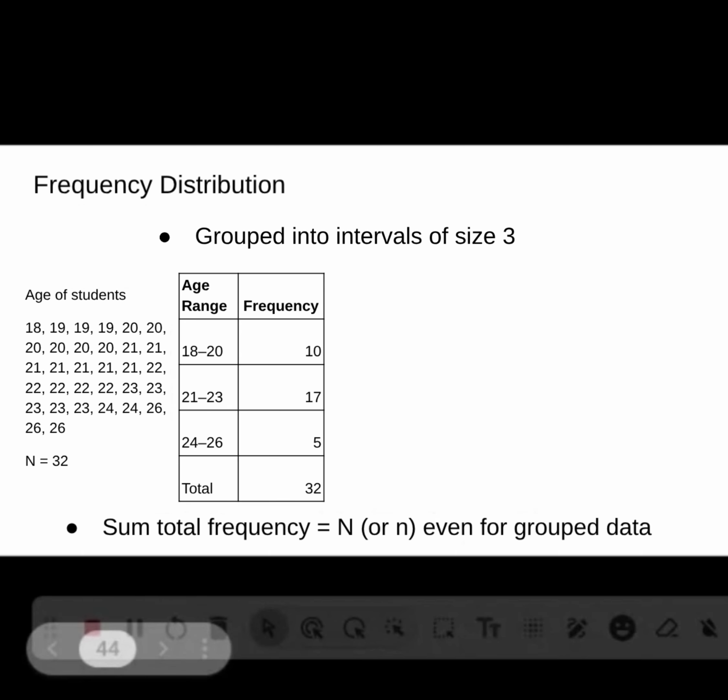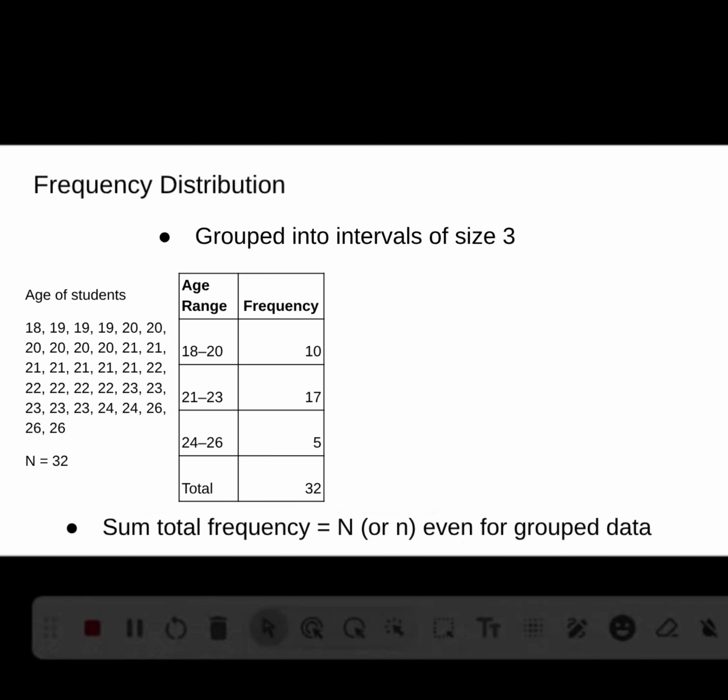To simplify things, we can group the data into equal size intervals and build a frequency distribution based on those groups instead of listing every value. The choice of interval size is flexible.